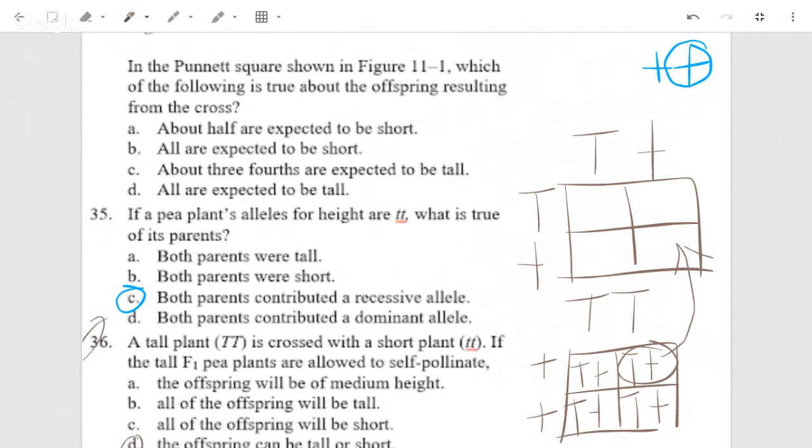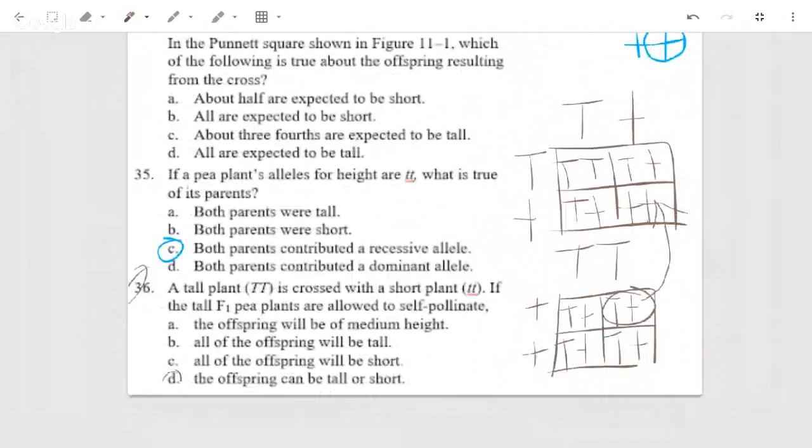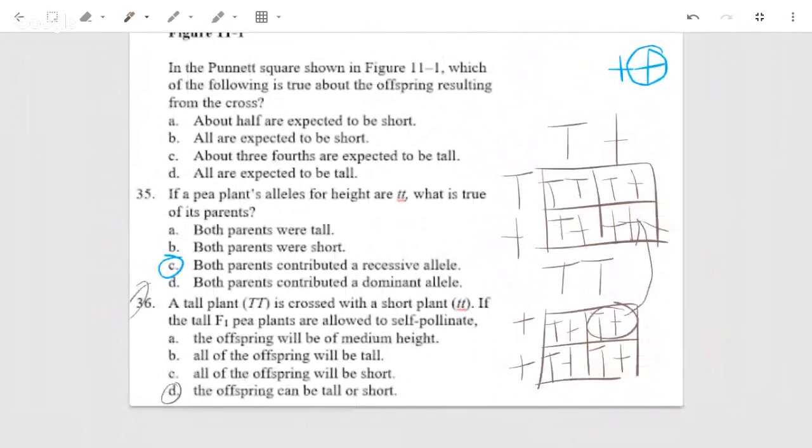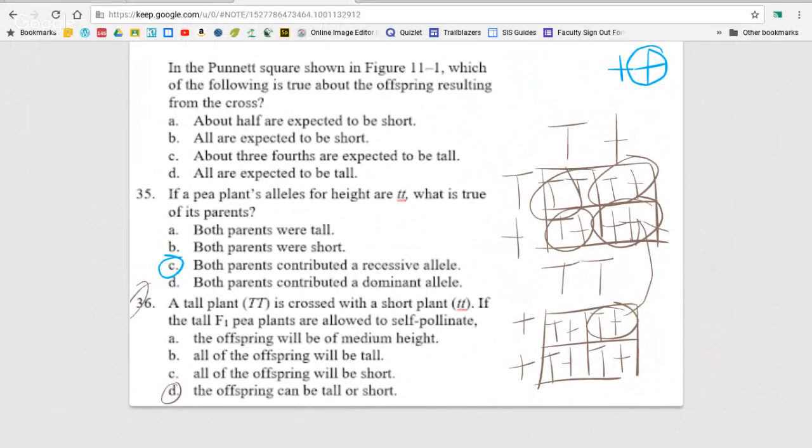So what do you got? You got one big T, big T, homozygous dominant. You got one big T, little t, heterozygous. You got another big T, little t, heterozygous, and then you got little t, little t. So what is the answer? The offspring can be tall or short. And yeah, that's true. We can see it because we got tall, tall, tall, and then we got one little shorty here. Hope that helps you out, Michael.